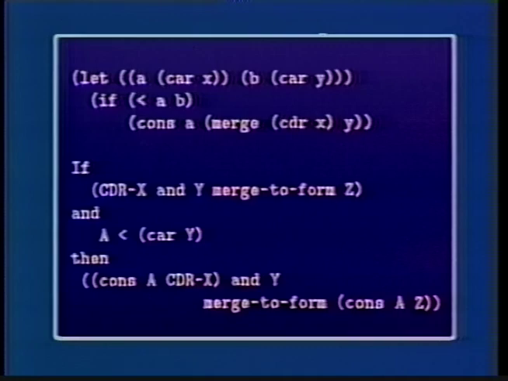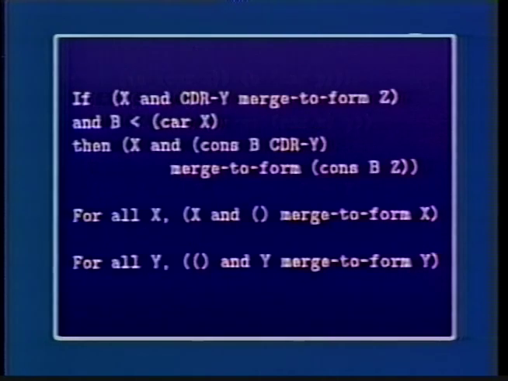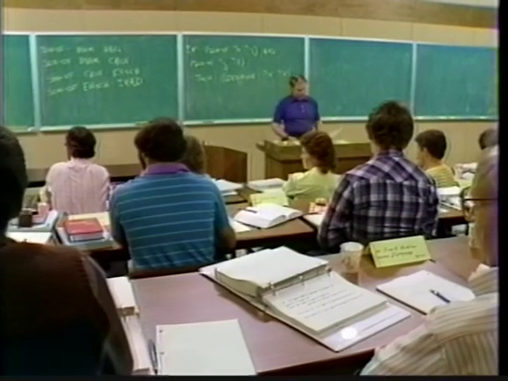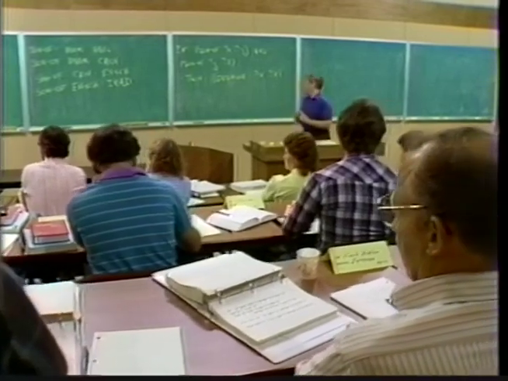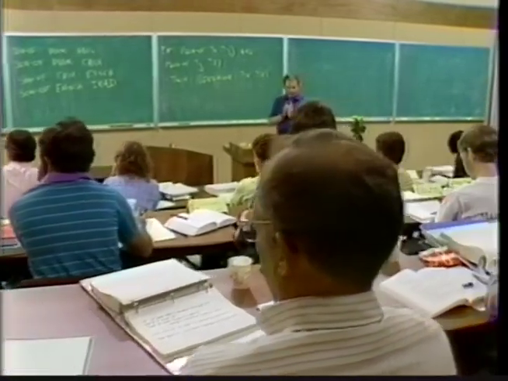And then similar, here's the other clause, just to complete it. The other clause is based on this piece of logic, which is almost the same, and I won't go through it. And then there's the end cases, where we tested for null, and that's based on the idea that for any X, X and the empty list merge to form X, or for any Y, the empty list and Y merge to form Y. Okay, so there's a piece of procedure and the logic on which it's based.